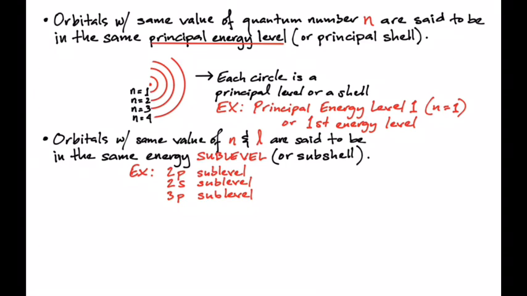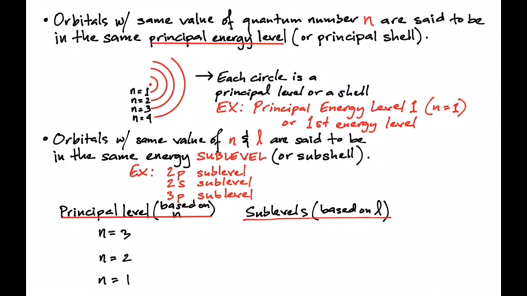Same thing with the 3p sublevel. So the 3p sublevel contains p orbitals, and there are 3 of them, 3 p orbitals. All those orbitals in the 3p sublevel have the same value of n and L.